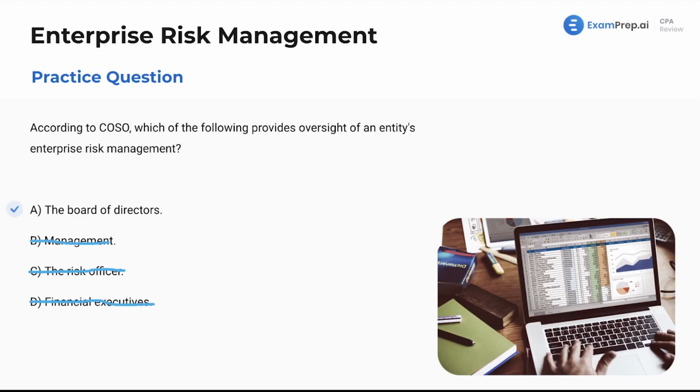So again, lots of COSO questions. Super important here. This group is the fiduciary, which is a trusted individual or trusted group for that company. Great.